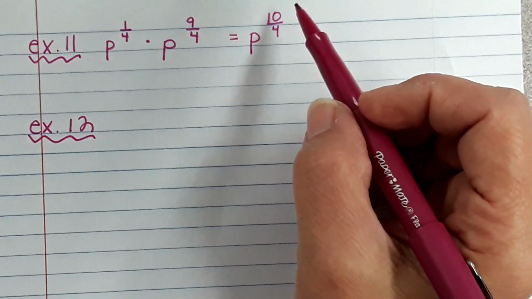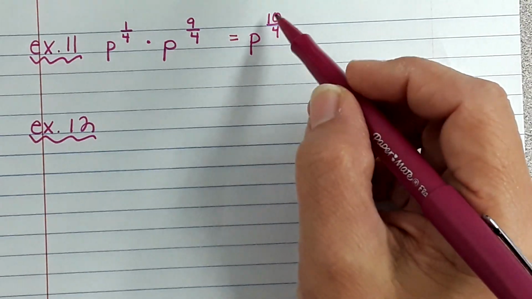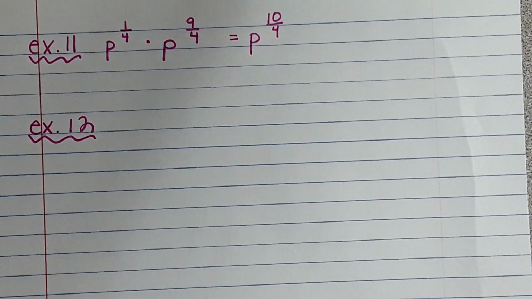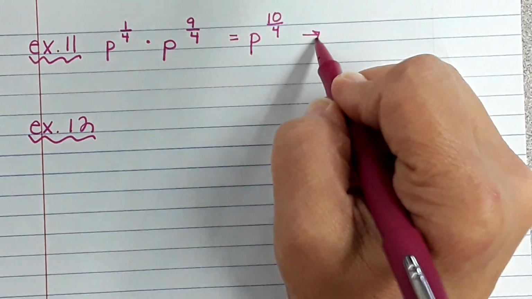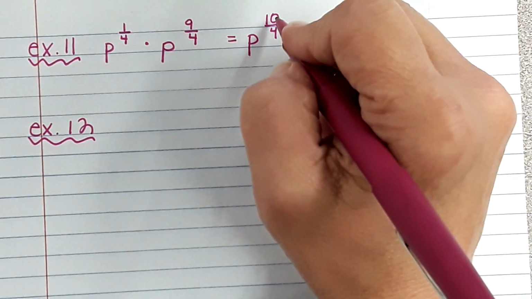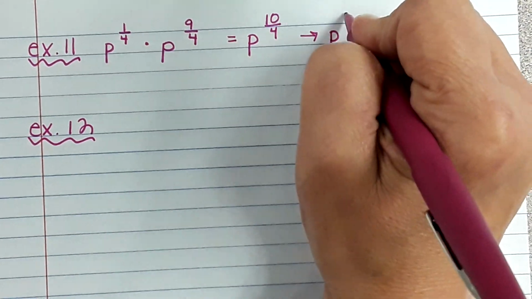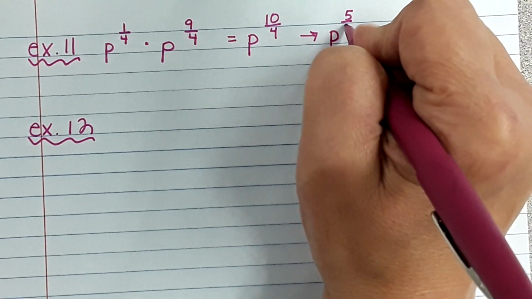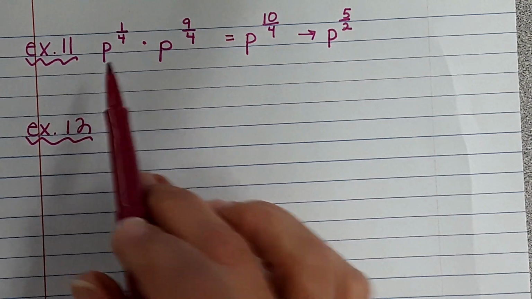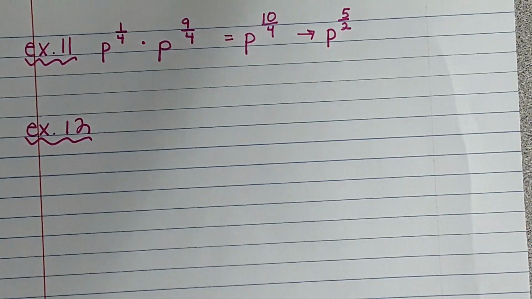Now, the next thing that you have to do, because this is a rational exponent, is the exponent needs to be reduced. You can't leave a rational exponent that can be reduced. What can you reduce 10 and 4 by? 2. So 10 divided by 2 is 5, and 4 divided by 2 is? 2. That's your final answer. If it starts with a rational exponent, it will end with a rational exponent. If it starts as a radical, it ends as a radical.